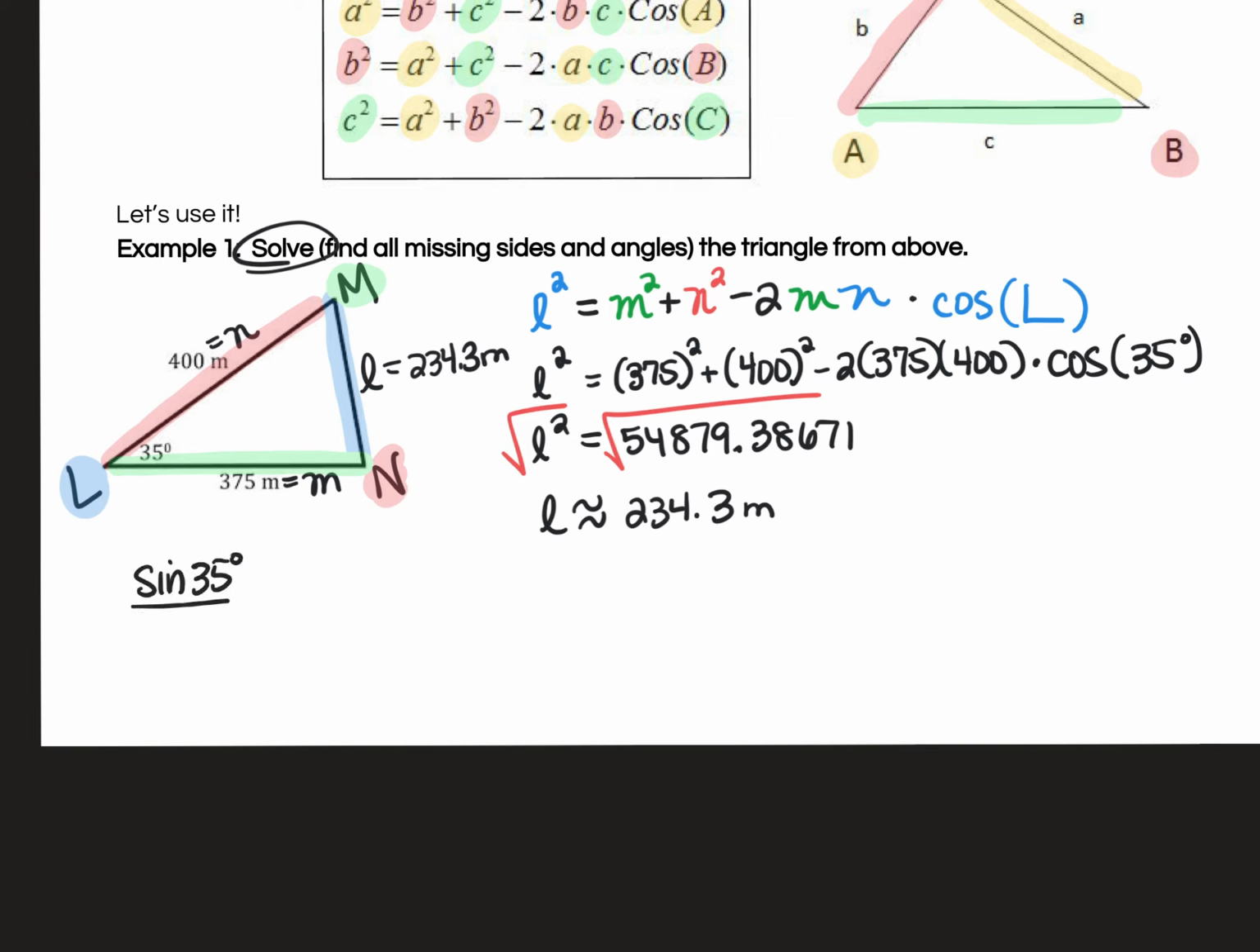Okay, so I'm going to use law of sines to find another piece of information. So I have sine of 35 over 234.3 equals, I'm going to go ahead and find angle n next, sine n over 400. Now we have law of sines set up. Go ahead and pause the video, see if you can find your answer. Come back and check. You should get n is about 78.3. So now I have n. And then, guys, we can find the last angle by just subtracting the first two angles from 180. And we'll get that m is about 66.7.